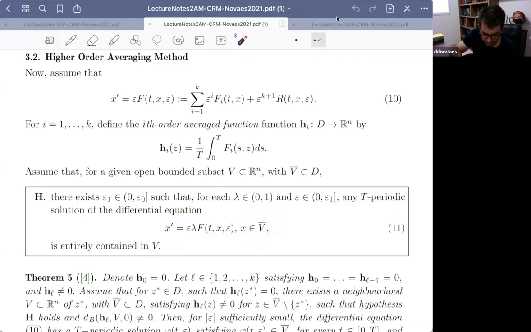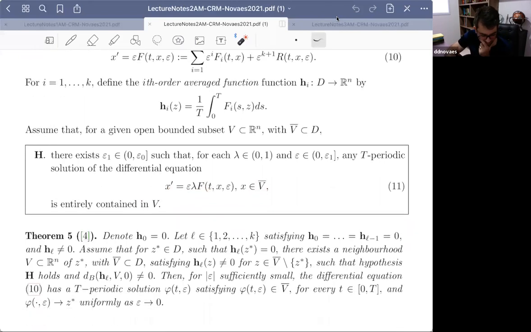Then when I say a T-periodic solution of this difference equation, I am assuming that this is contained in the closure of V. So the hypothesis says that if this difference equation has a periodic solution contained in the closure of V, then it has to be entirely contained in the interior of V. In particular, if this difference equation does not have periodic solutions, then this hypothesis is automatically satisfied, okay?